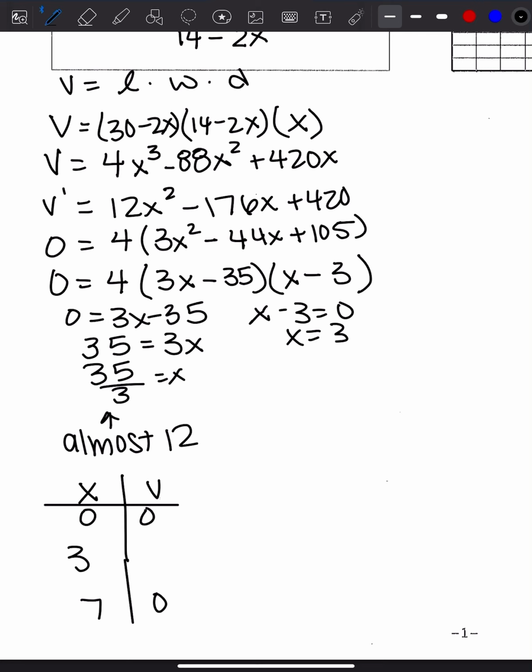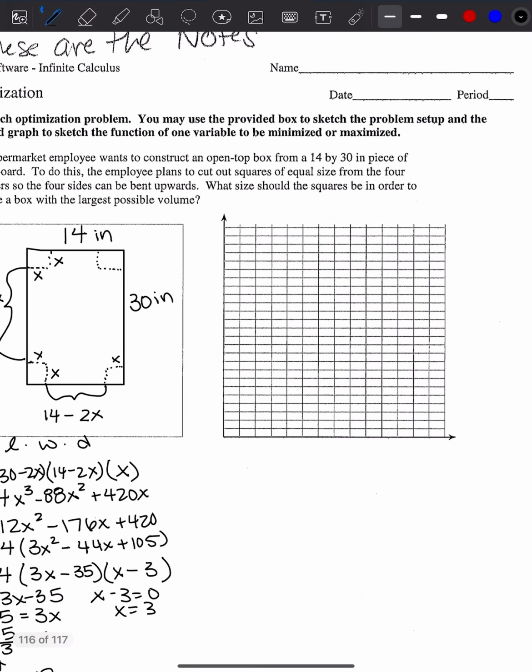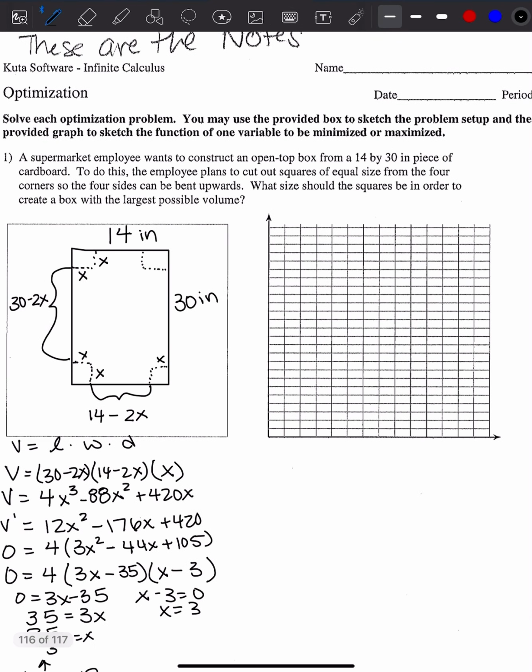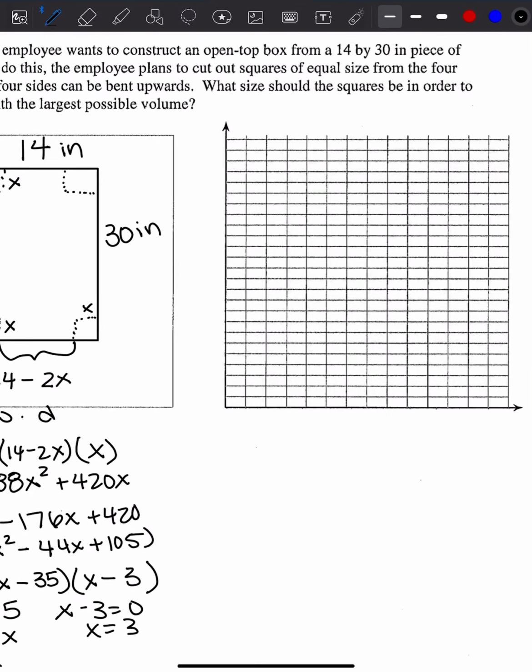So now what I have left is figuring out what would happen if I plug in 3. So I have 30 minus 6, 14 minus 6, so 24 times 8 times 3, so 576, and this would be inches cubed. So I know for a fact 3 is going to be our maximum. So what size should the squares be in order to create a box with the largest possible volume?